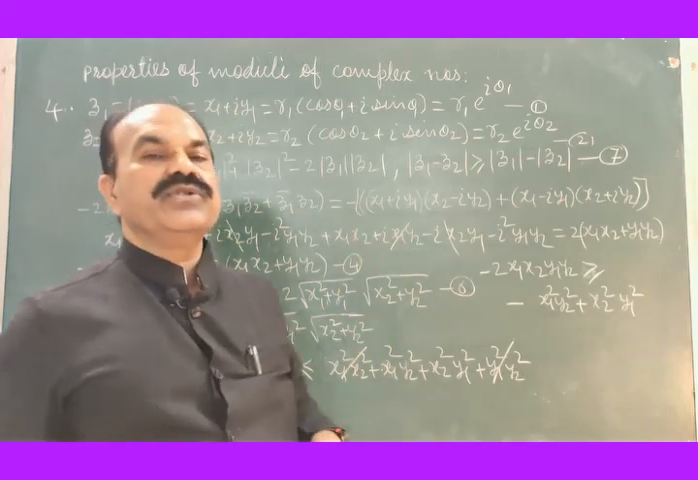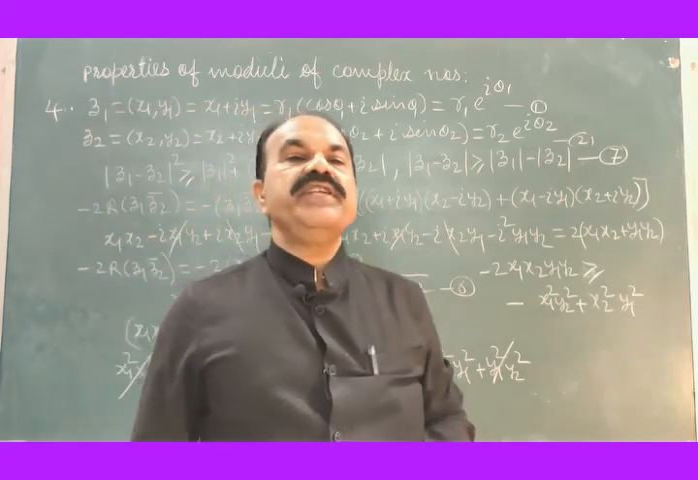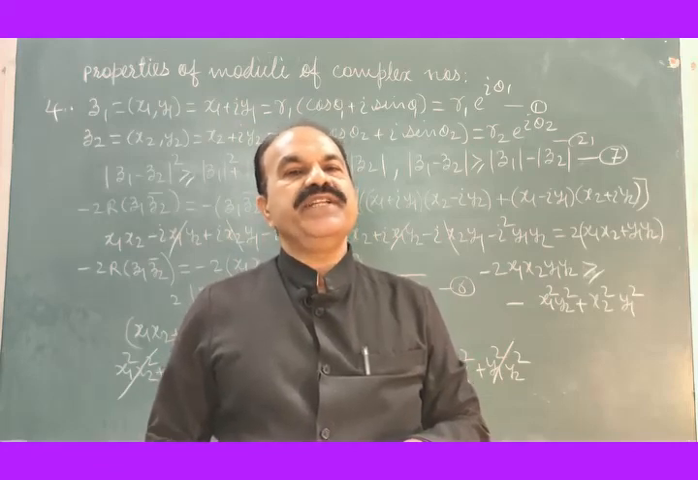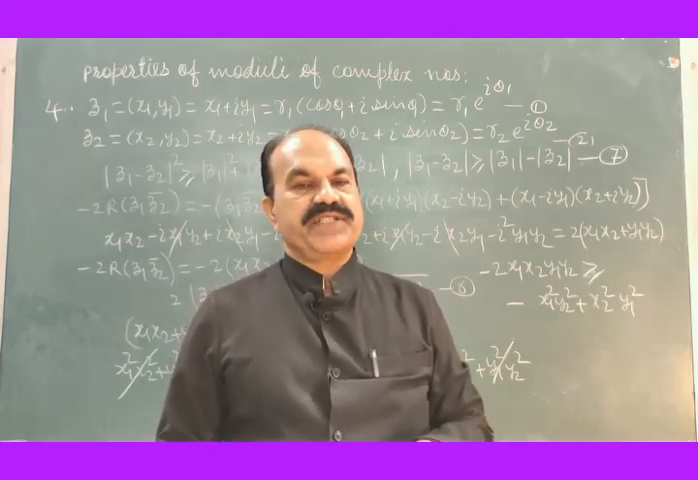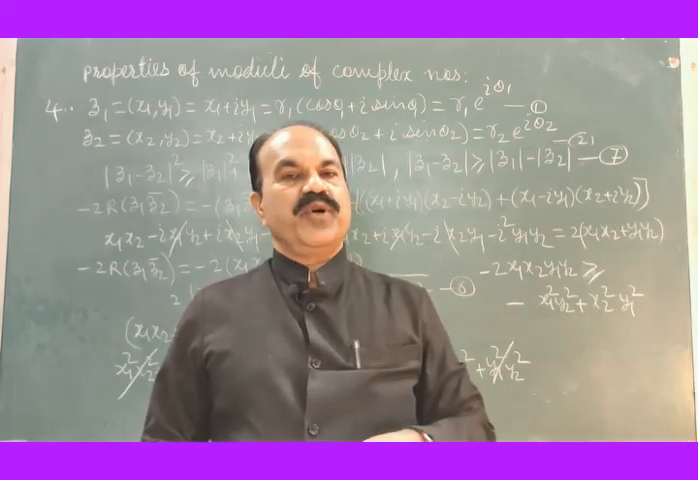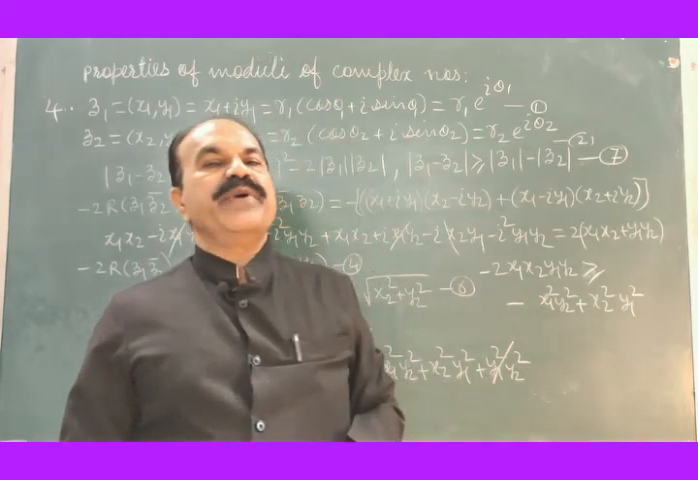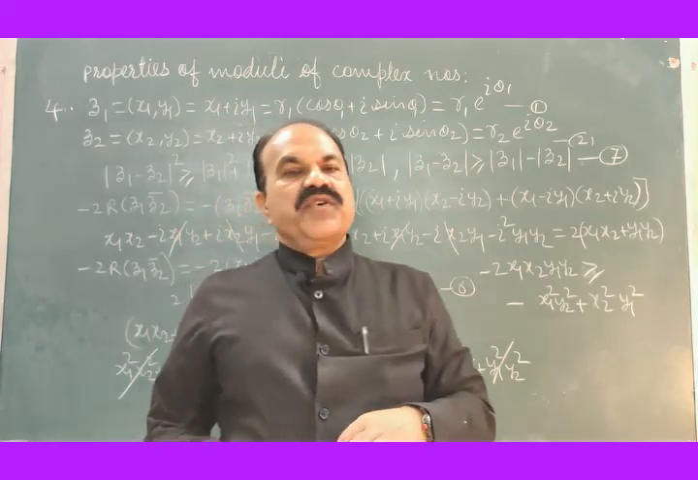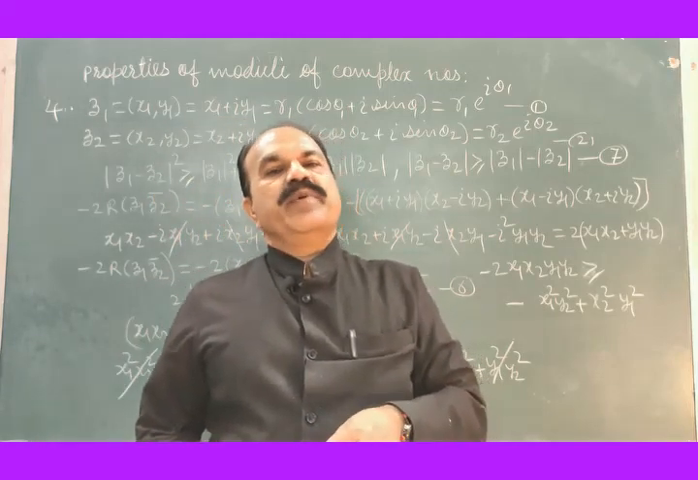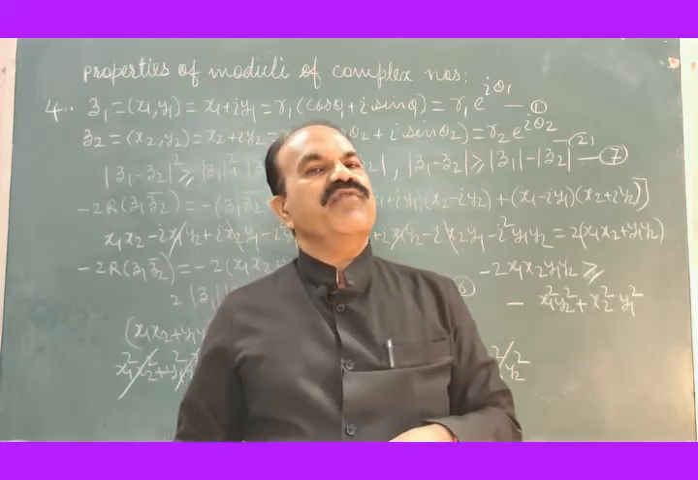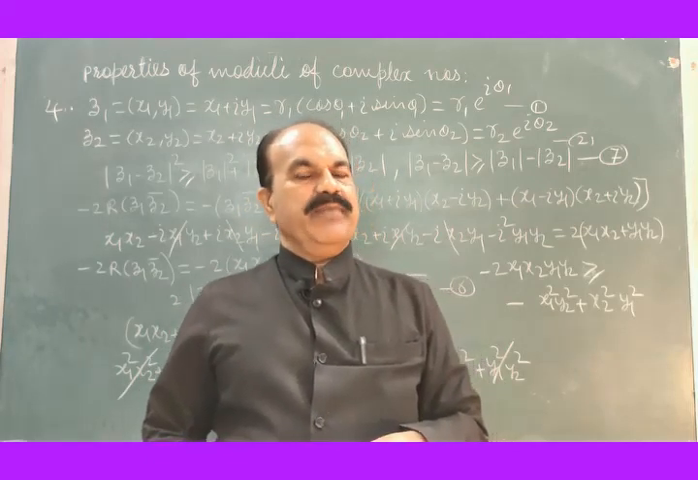This is about the properties of moduli of complex numbers. Here we studied 4 different properties. First property for product or multiplication of complex numbers. Second property for division or quotient of complex numbers. Third property for addition of complex numbers, and fourth property for subtraction of complex numbers.